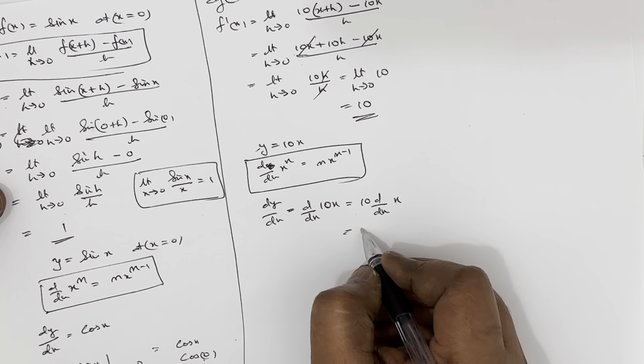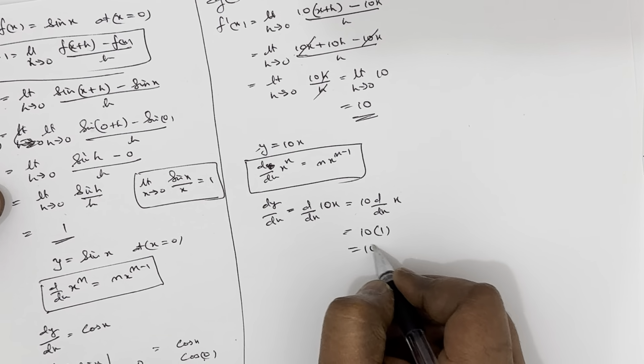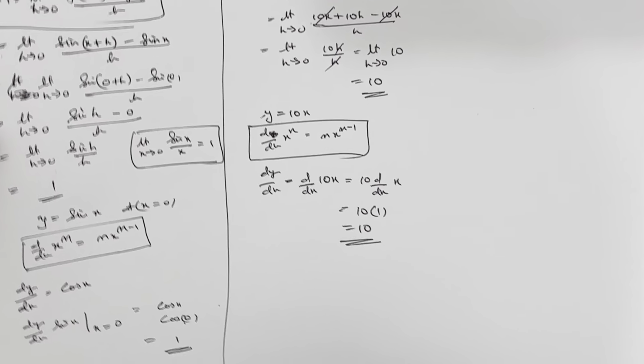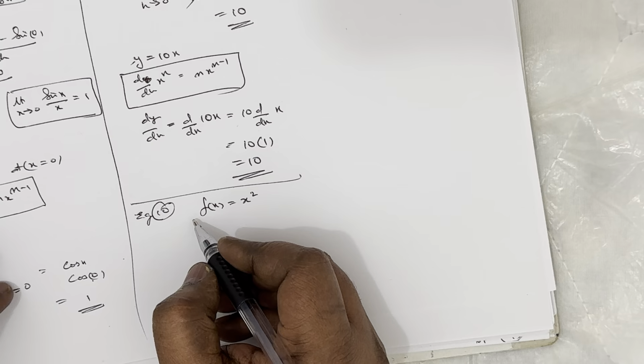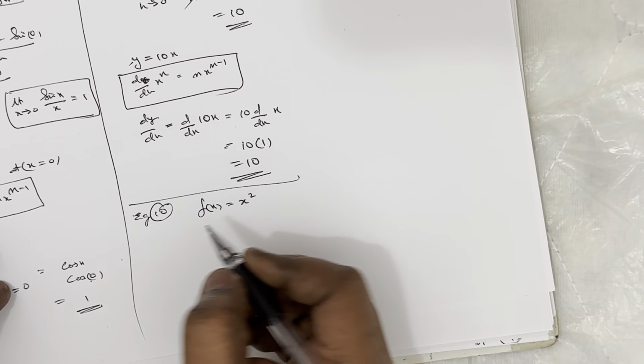Okay, so 10 into 1 is equal to 10. Okay, that's it. Let's do the next. Find the derivative of the function f of x is equal to x squared.